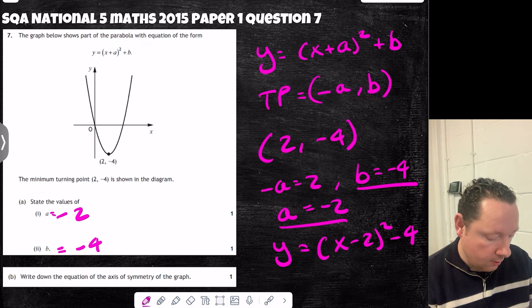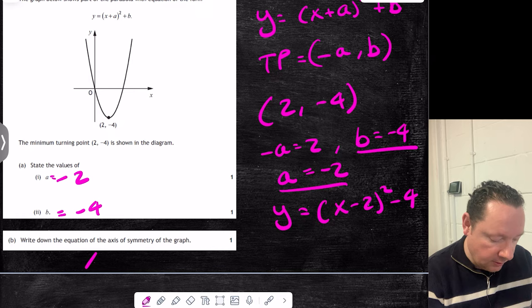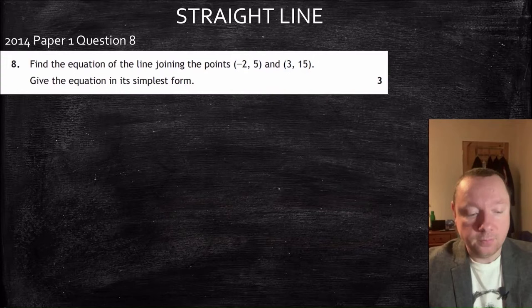Write down the equation of the axis of symmetry of the graph. So the axis of symmetry is the line that goes straight down here. Well, that happens at 2. So the axis of symmetry is just x equals 2. And we're done there.